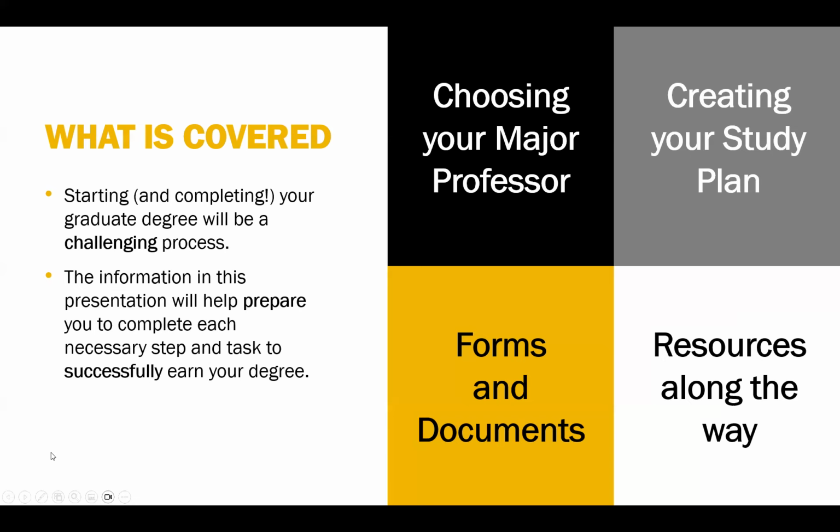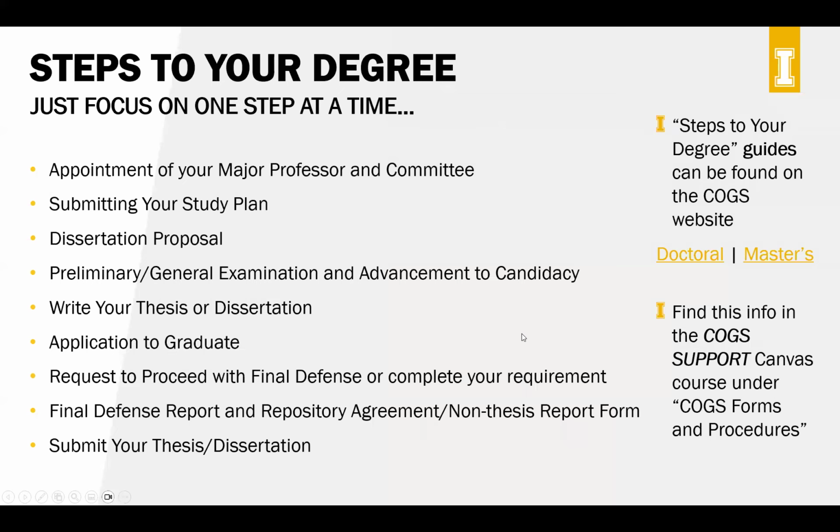So that was a lot of intro info, but the main steps we're going to talk about: choosing your major professor, creating your study plan, the different forms and documents, and all the resources along the way. Okay, so one thing kind of philosophically that I want you to think about is to focus on the step that you are on, but also to be thinking about how it relates to the other steps along the way. Some of these things are really related to each other, and some of them, if you're a little further down in your degree, maybe you skipped one or two of these and you need to go back and do them.